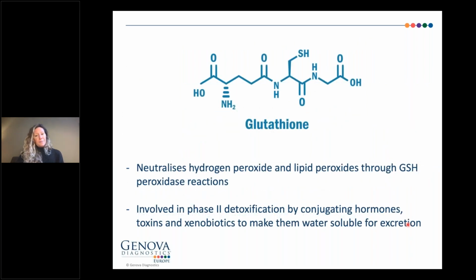So glutathione, and I'm sure many of you already know about the importance of glutathione, but I needed to, of course, make it part of this presentation because it's such an important outcome of the transulfuration pathway. It is essential for neutralizing hydrogen peroxide and lipid peroxides through GSH peroxidase reactions. Hydrogen peroxide and lipid peroxides are two markers of oxidative damage or oxidative stress, and the level of those products is directly related to the level of glutathione because it's so important in reducing those products.